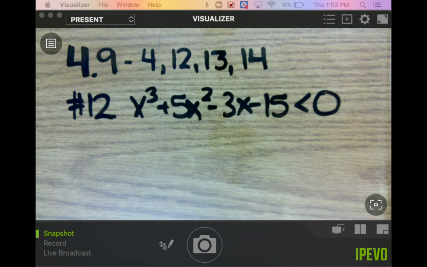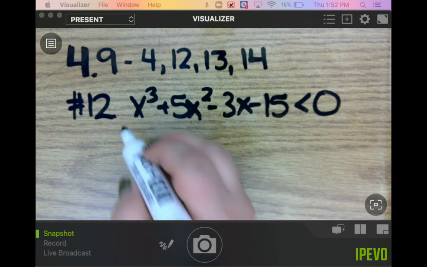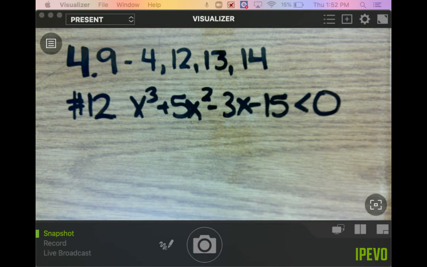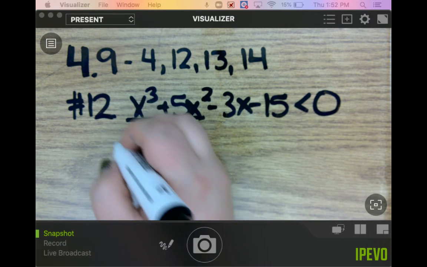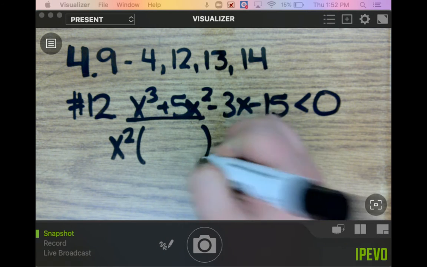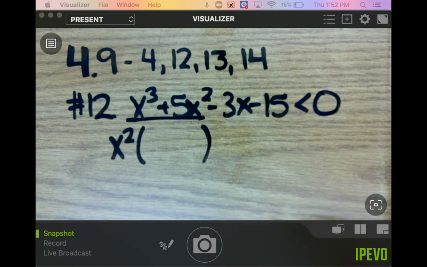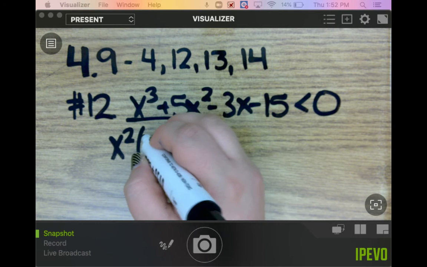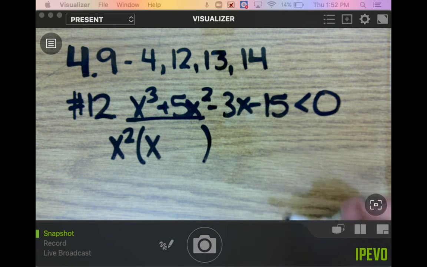Okay, so there are 1, 2, 3, 4 things on this one. So I'm going to group these two together. I can take an x squared out of both of those. By take out, I mean divide. So x cubed divided by x squared is x. 5x squared divided by x squared is just 5.